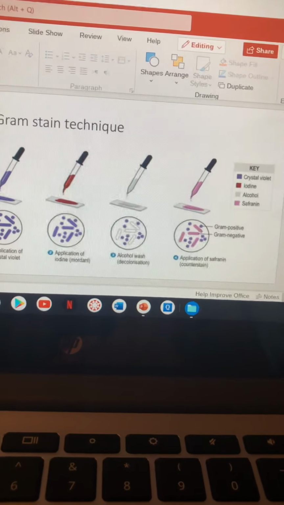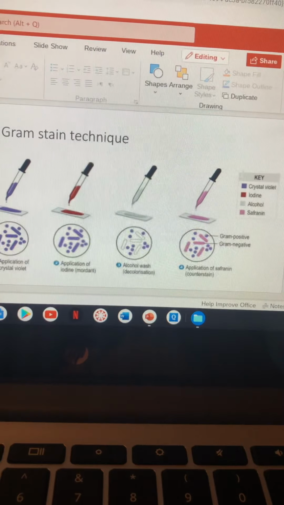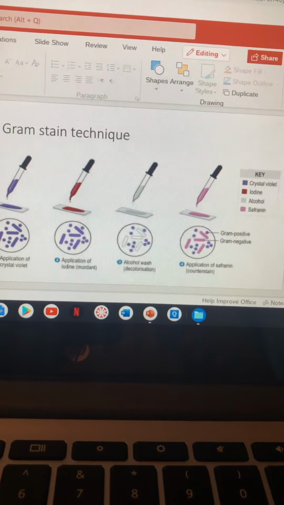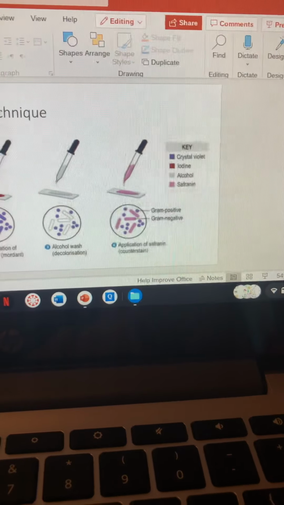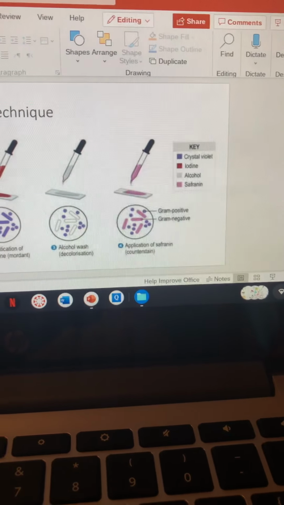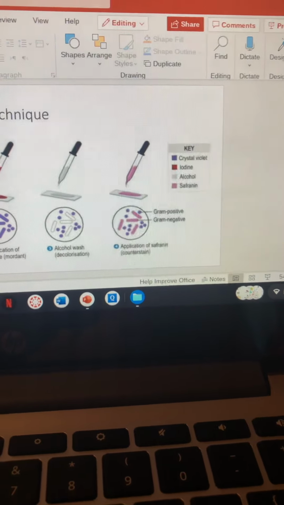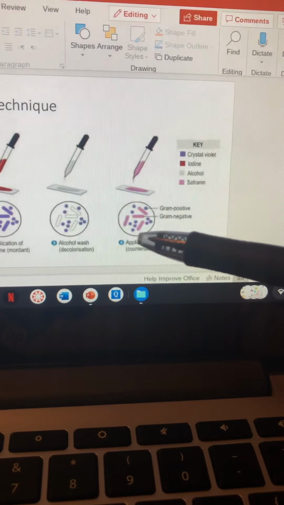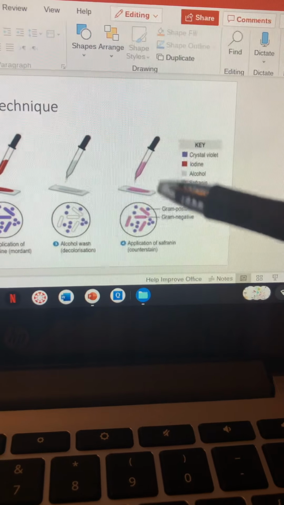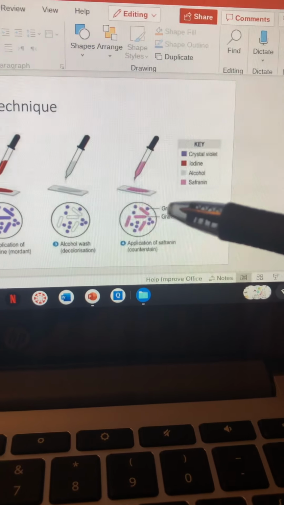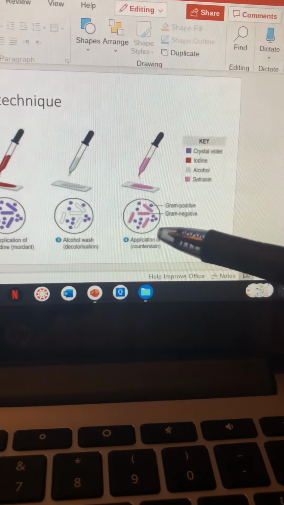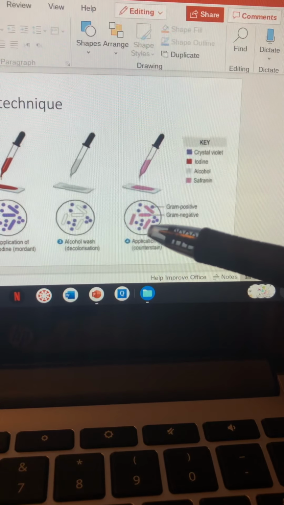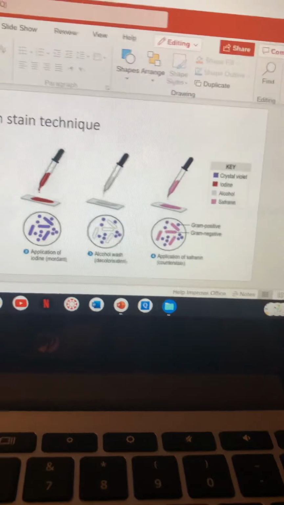And then your third step is your decolorization step. You add acetone to rinse the stain. And your fourth step is adding safranin. Safranin is your second stain. And once you add that, you can see the color of Gram positive and Gram negative appear, and you can tell which is which. So this purple right here is Gram positive. This little pink right here is Gram negative.